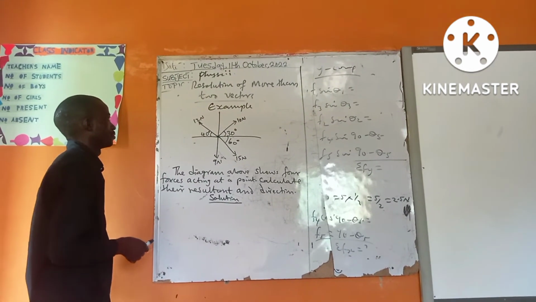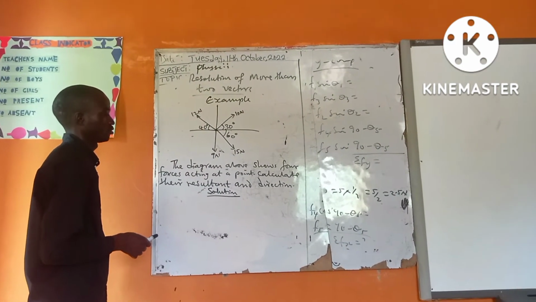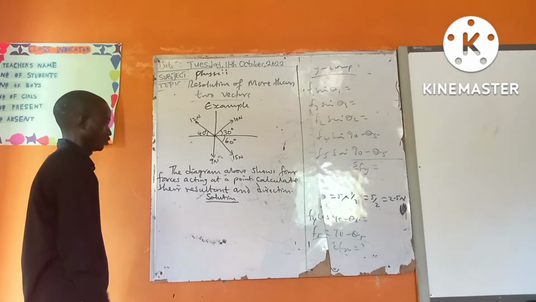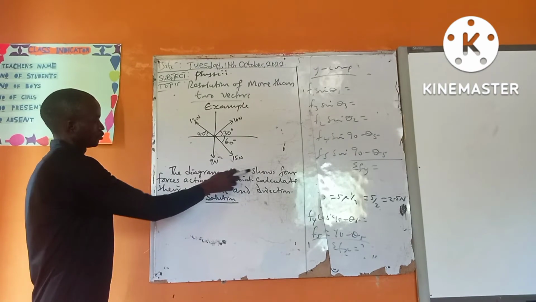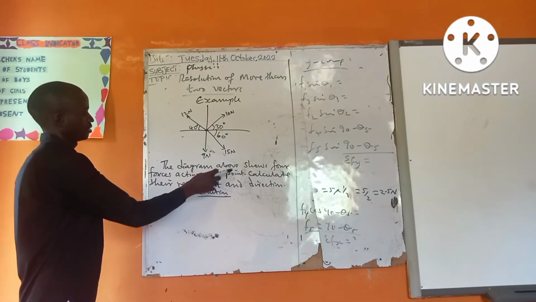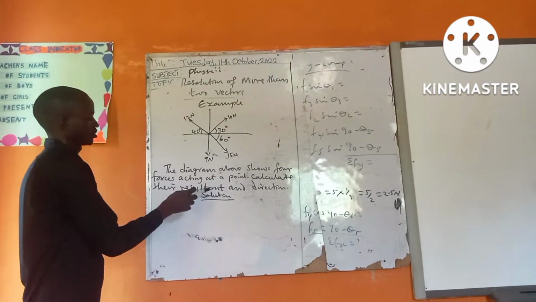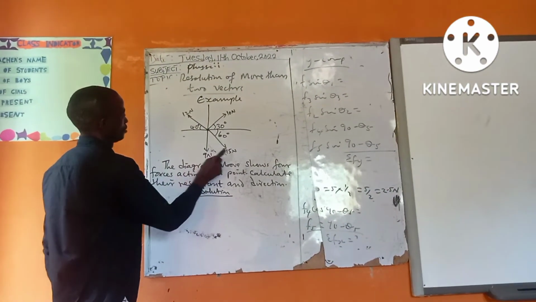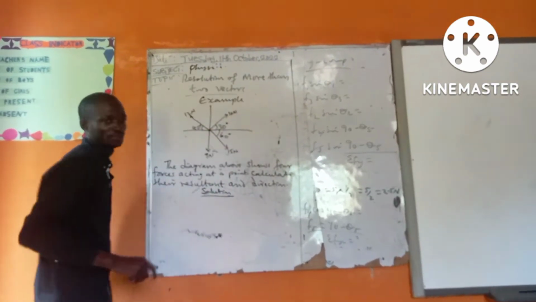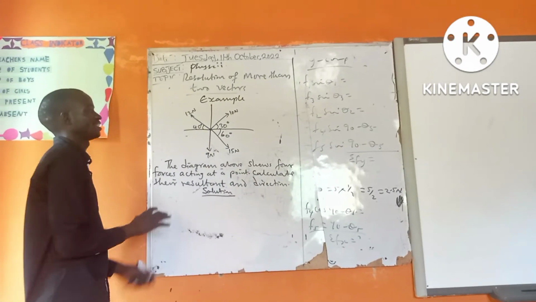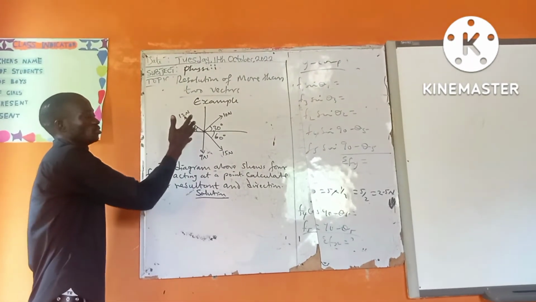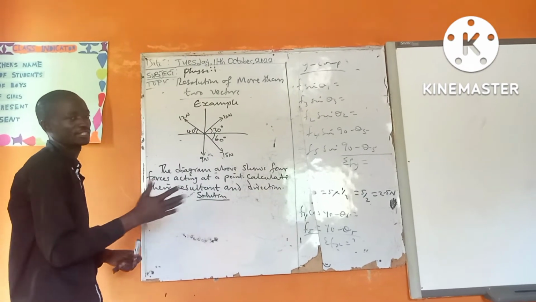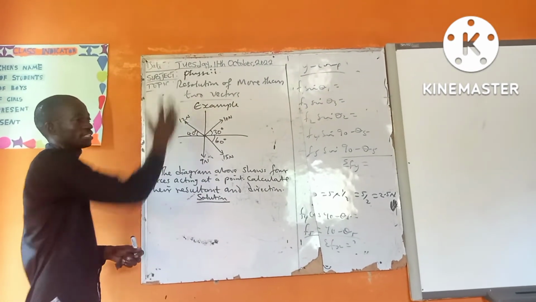So, by looking at resolution of more than two vectors, looking at the example on the board, the diagram above shows four forces acting at a point. Calculate their resultant and direction. How many forces? They said four forces: 1, 2, 3, 4. We have to calculate their resultant with respect to x and y axis. X is the horizontal component, y is the vertical component.